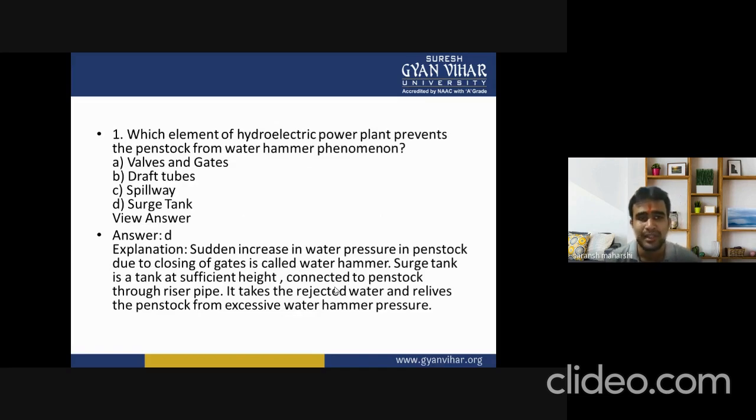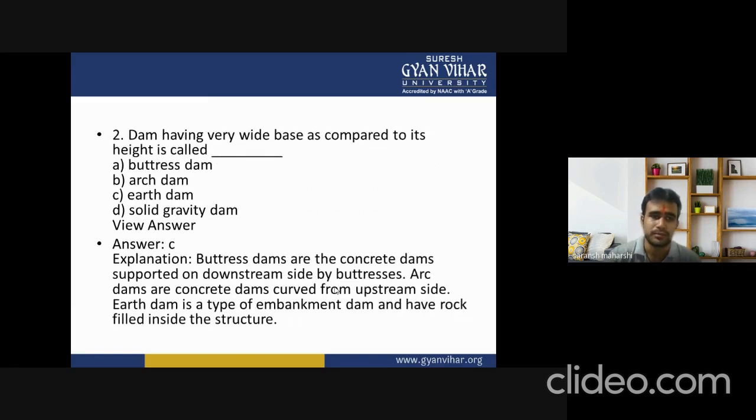Next question. Which element of hydroelectric power plants prevents the penstock from the water hammer phenomenon? Option A, walls and gates. Option B, draft tubes. Option C, spillway. Option D, surge tank. So the correct answer is option D, surge tank, because a sudden increase in water pressure in the penstock due to the closing of gates is called water hammer. A surge tank is a tank at a sufficient height, connected to the penstock through a riser pipe. It takes the rejected water and relieves the penstock from the excessive water hammer pressure.